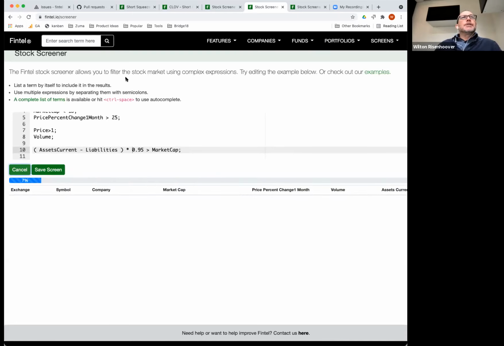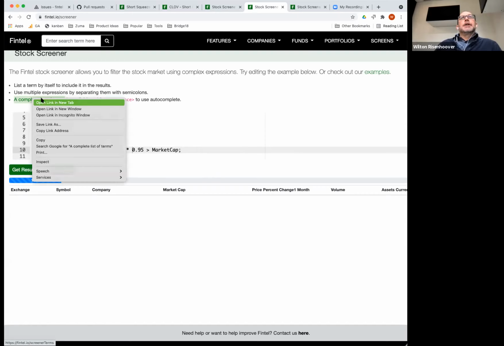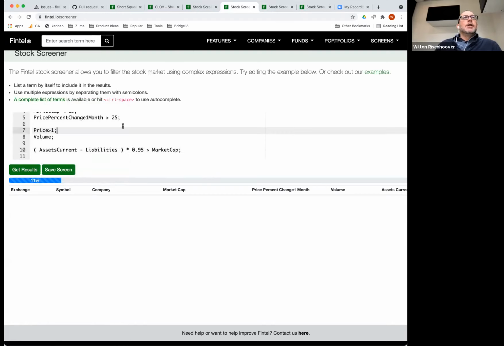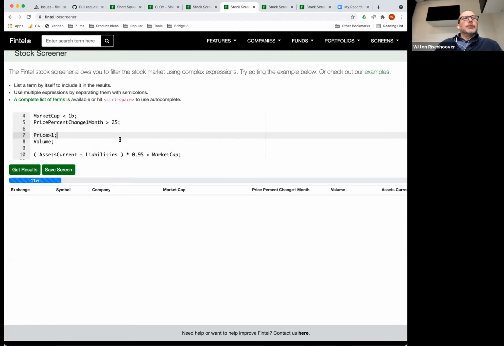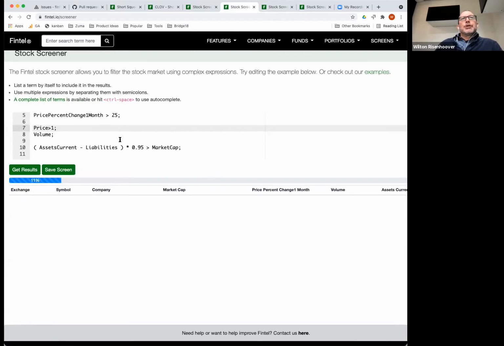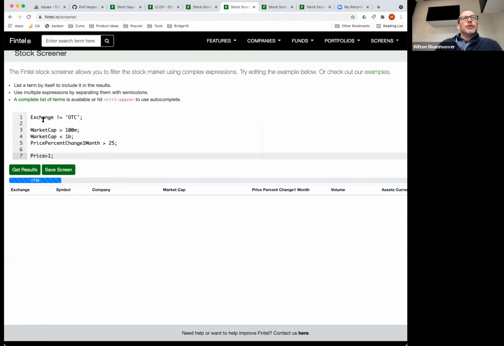So the list of commands, the list of terms is right here. If you look at this link and right click on it, you'll get to the list of terms. There are really no commands on this page. You just put your expressions in here. You put a term on the left and an operator, which is equals, greater than, less than, or greater than or equal to, and then you put a constant over here, or you put another term in.